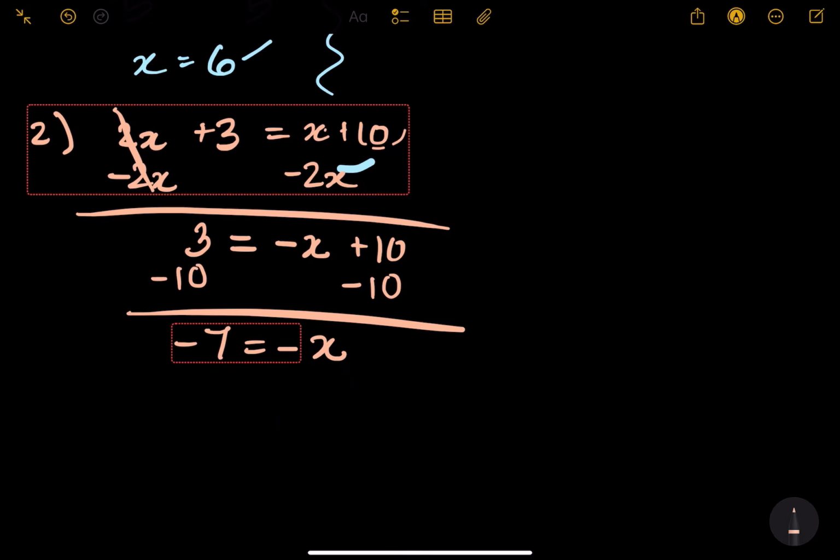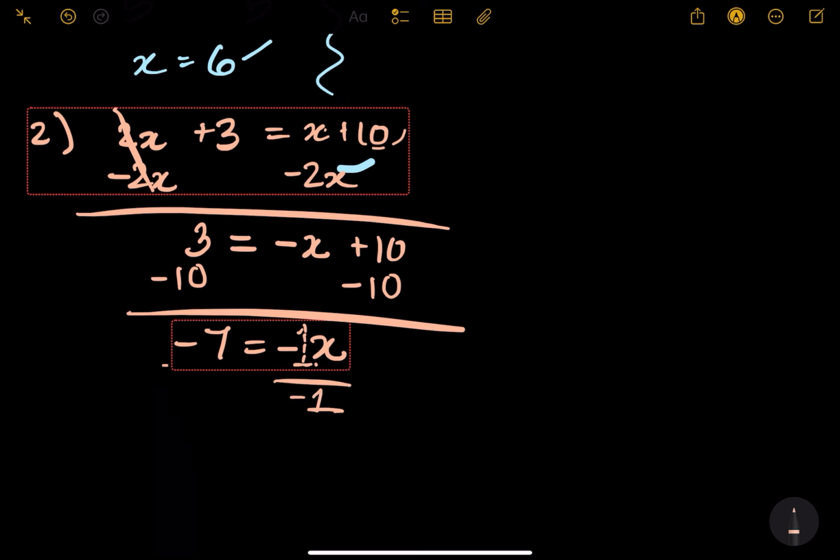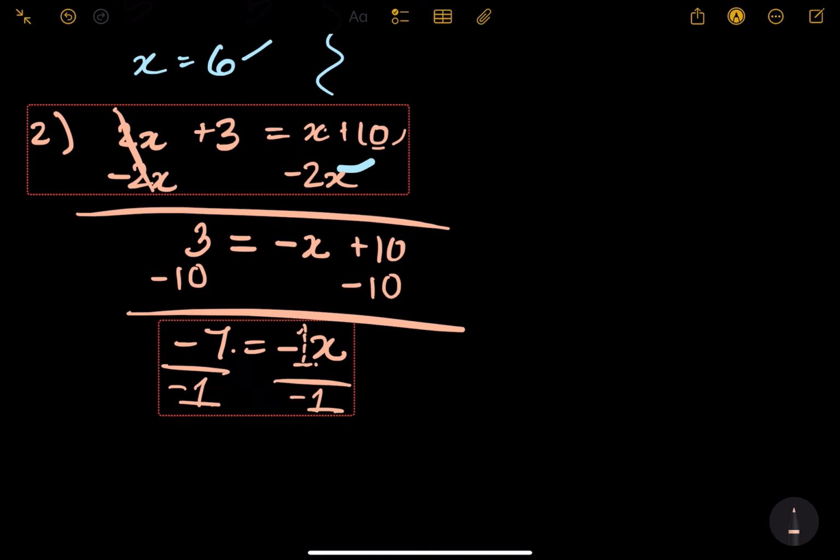x. And if there's a negative x, like if x is by itself, we think there's an imaginary 1 here. It's not the best, but it's okay. So that imaginary 1, we can divide both sides by negative 1. And then you get negative 7 divided by negative 1, which is 7, is equal to x.